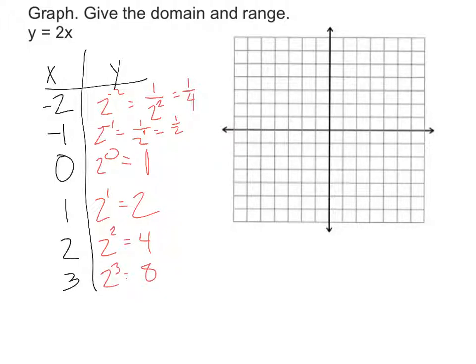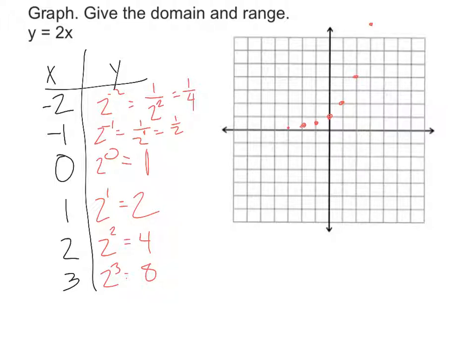I'm going to put these ordered pairs into my graph. So I have -2 comma 1/4, that's right about there. Okay, -1 comma 1/2, that's right there. Here's 0, 1. Here's 1 comma 2, and 2 comma 4. My 3 comma 8 isn't going to quite fit. It'll be up here somewhere. If I wanted to go to -3, that'll be 1/8, down there. If I go to -4, it'll be 1/16. If I go to -5, it'll be 1/32.